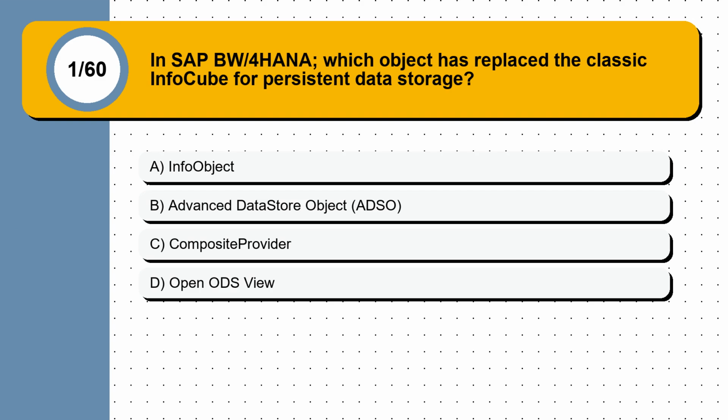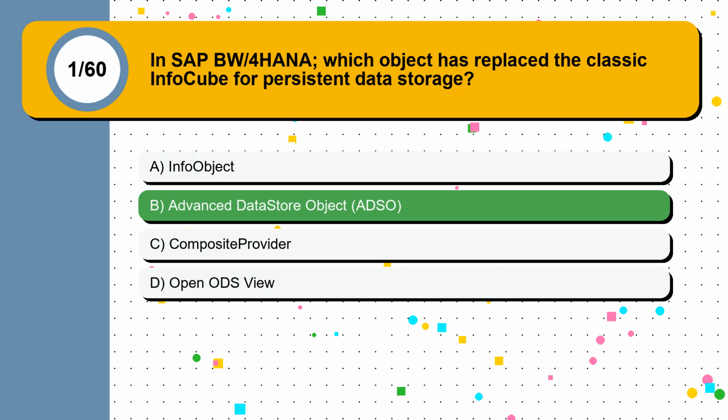Question 1. In SAP BW/4HANA, which object has replaced the classic InfoCube for persistent data storage? Option A, InfoObject. Option B, Advanced Data Store Object, ADSO. Option C, Composite Provider. Option D, OpenODS View.